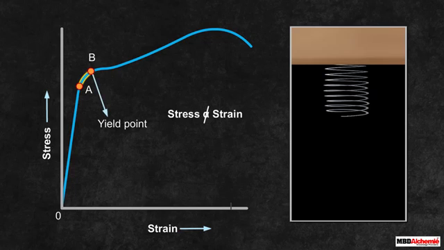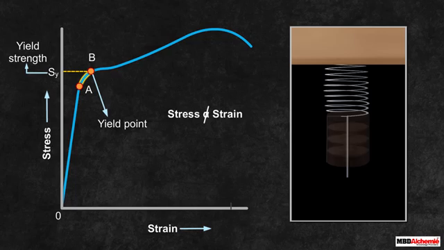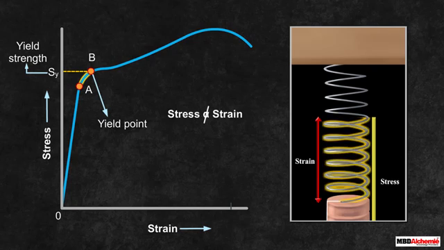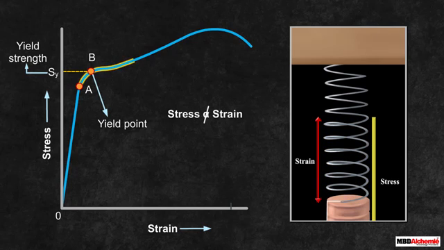The point B in the curve is known as yield point, also known as elastic limit, and the corresponding stress is known as yield strength, SY, of the material. If the load is increased further, the stress developed exceeds the yield strength and strain increases rapidly even for a small change in the stress. It is represented by the curve BD.